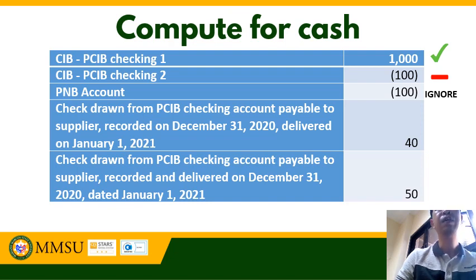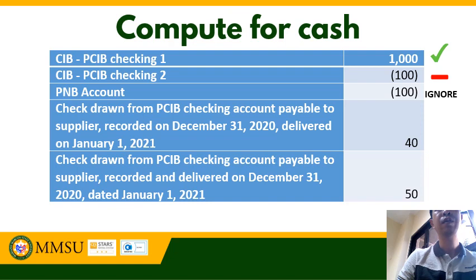The next item is a check drawn from PCI Bank checking account payable to a supplier recorded on December 31, 2020. Okay, so it was already recorded. So merong ginawa dito, ni-record na. Tama ba? Delivered on January 1, 2021. So mali kasi this is what we call undelivered check. It was recorded but it's not supposed to be recorded yet kasi nga undelivered.